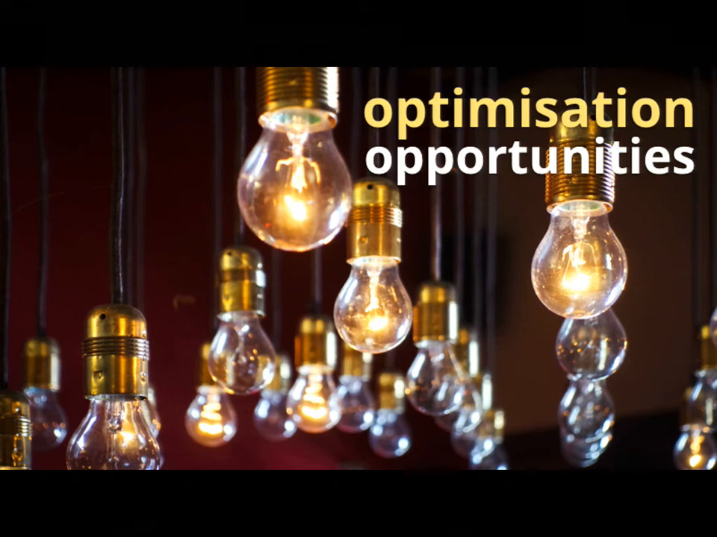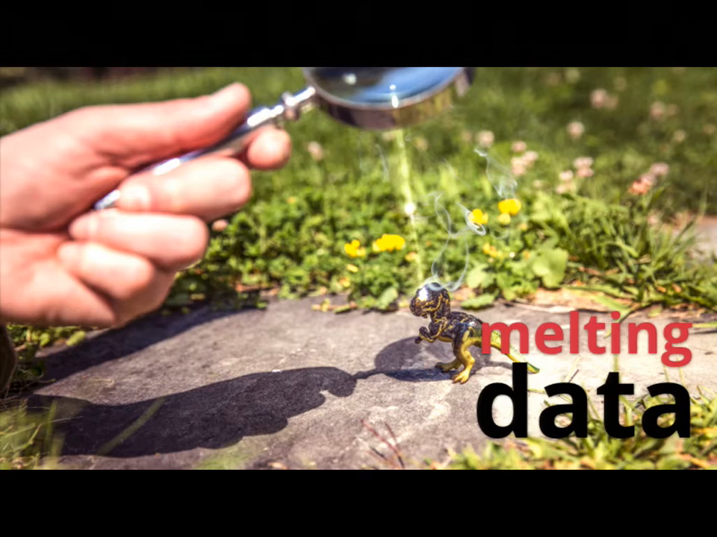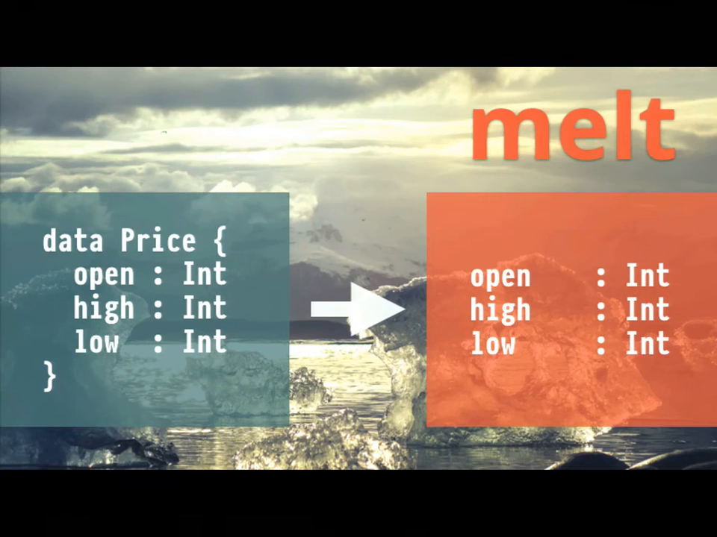Something that we were surprised to find along the way is that doing this transformation exposed some additional optimization opportunities, and we'll see that at the end. So how are we going to melt down our data? Well, there are two primops that we're going to use to do that. But first I'll show you what the melted data looks like. So now we go back to our price, and we see that simply gets melted into 3 integer variables.